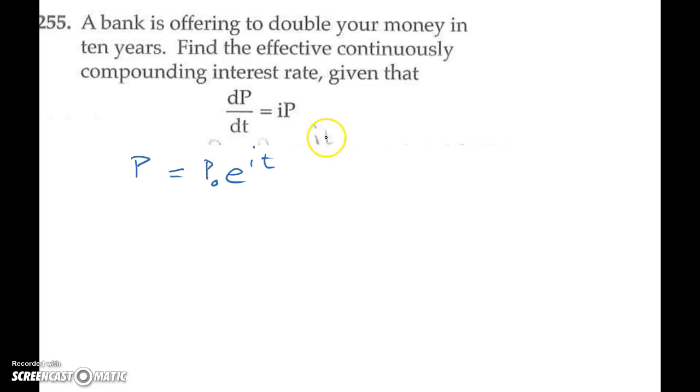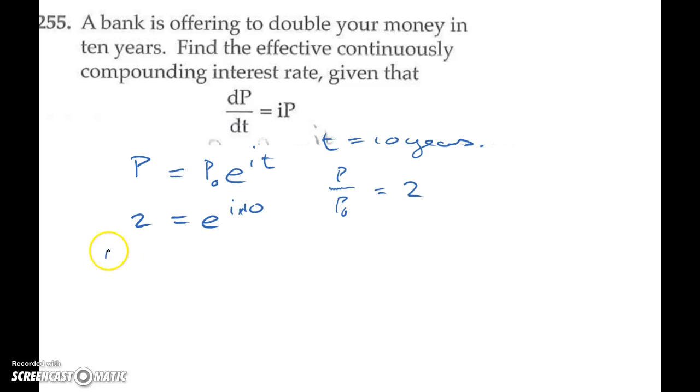Now time, I'm told, is 10 years. So that's pretty awesome. But say it's going to double my money. That would mean P divided by my initial amount that I put in there would be 2. In other words, 2 is equal to e to the I times 10, or 10I would probably be a better way to write that. So now again I need to take the natural log of both sides to get rid of this. So natural log of 2 is equal to the natural log of e to the 10I.